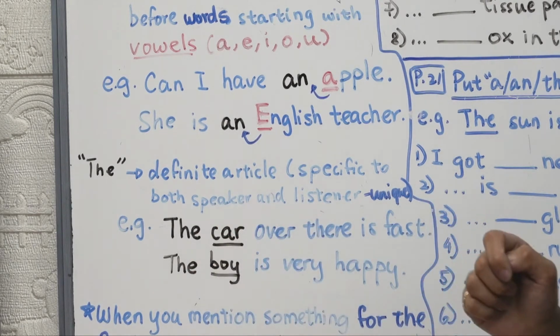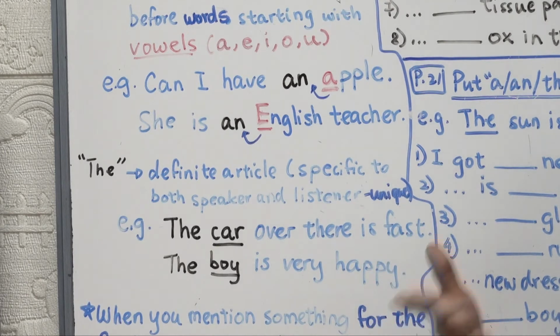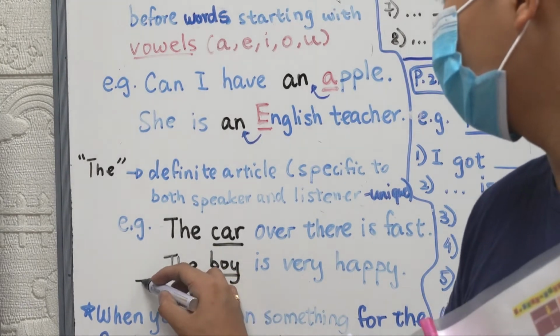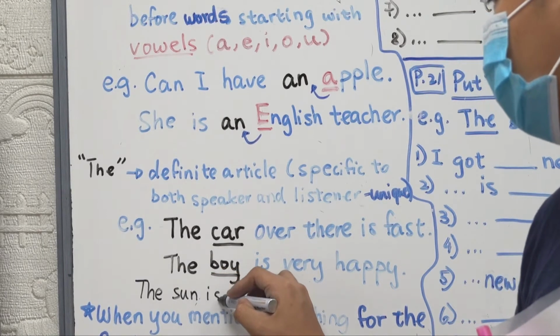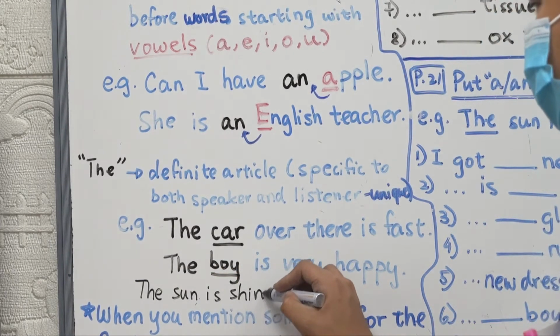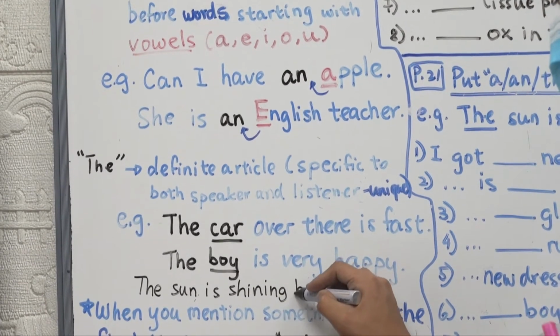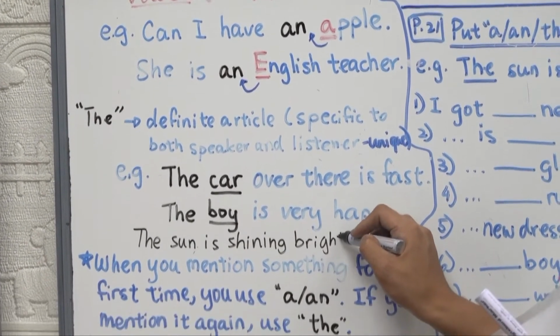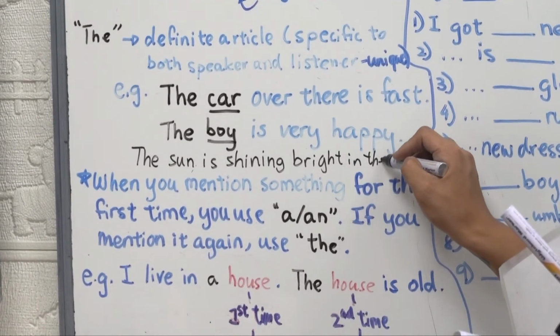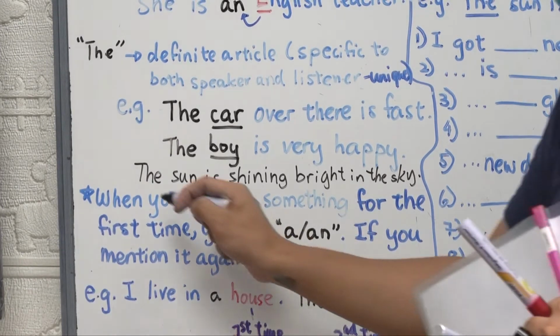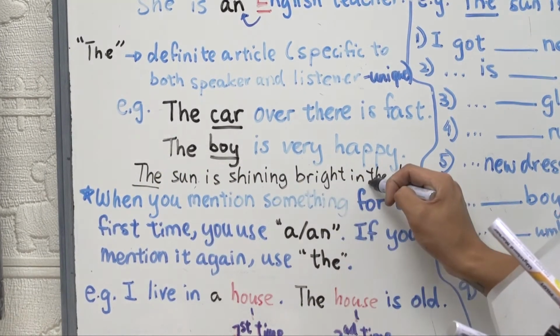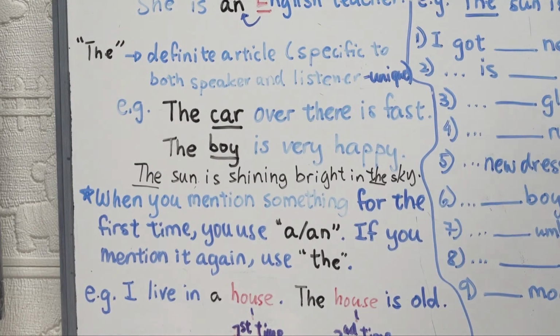The. And they are used when both speaker and listener know what they're talking about. Now, another good example is the sun is shining bright in the sky. Alright, so here we have two definite articles, the. The sun is shining bright in the sky.